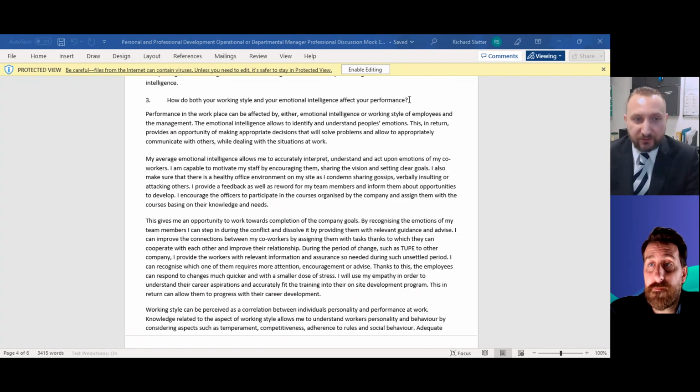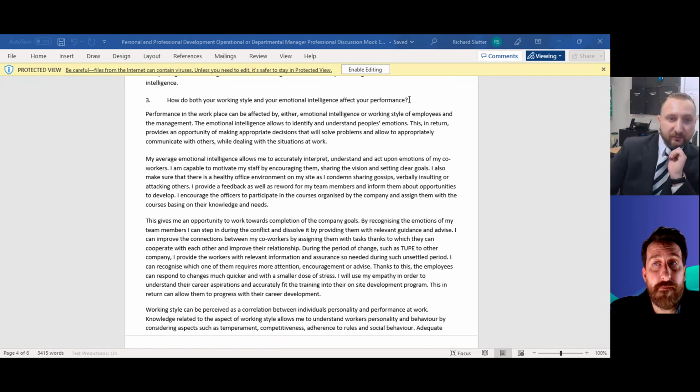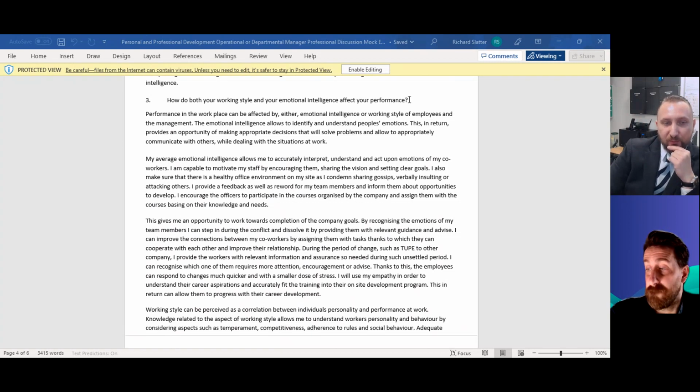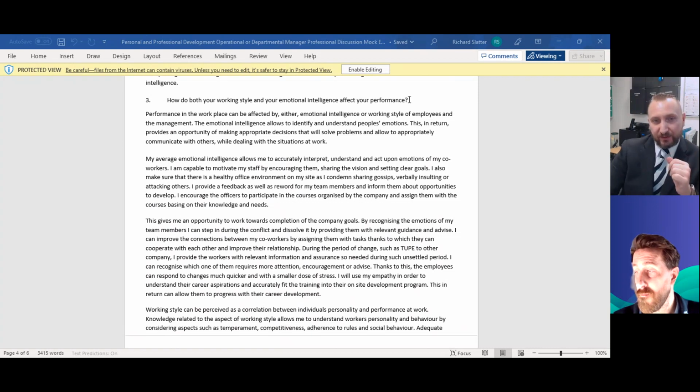Richard, performance in my workplace can be affected by factors such as emotional intelligence or working style of employees and the management. Emotional intelligence allows one to identify and understand people's emotions. This, in return, provides an opportunity of making appropriate decisions that will solve problems and allow appropriate communication with others while dealing with situations at work.